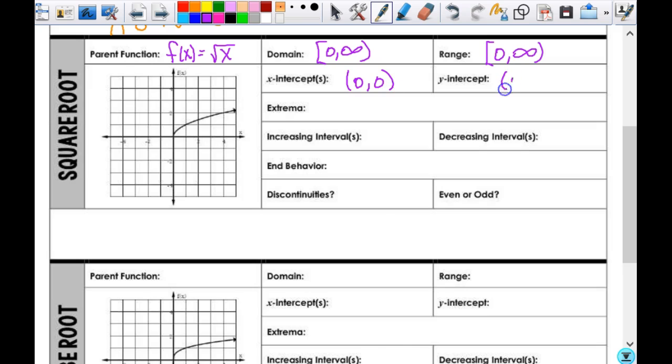Do we have any x-intercepts? Yes. 0, 0. Do I have any extrema? Yes. I have an absolute min. So 0, 0 is my absolute minimum. Oh, I can't even write. Hang on. I don't know what I'm trying to write there. Absolute minimum. Is it increasing anywhere? Yes, from 0 to infinity. Is it decreasing anywhere? No, none.